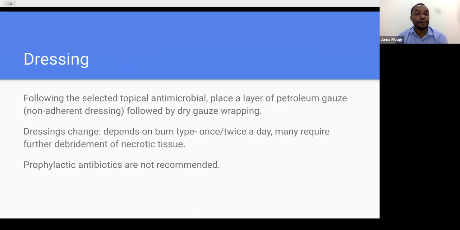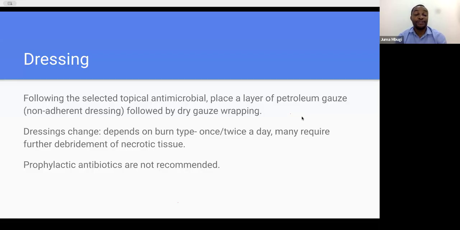And following the selected antimicrobial, you have already dressed your patient, and you have already washed the burn wound, and you have applied your topical antimicrobial. You place a layer of petroleum gauze, the non-adherent one, followed by a dry gauze wrapping. I think everyone does that when he gets a burn patient.